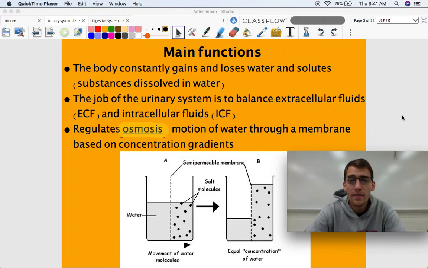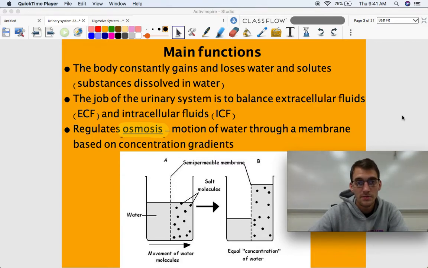So the amount of water and the amount of solutes, which are substances that are dissolved in water, is constantly in flux. And as every other organ system does, it has to maintain certain balances in order to keep you alive, right? And that's what the urinary system does. The job of the urinary system is to balance extracellular fluids, so fluids outside of the cell, and intracellular fluids. We're going to call those the ECF and the ICF, the composition of extracellular fluids and intracellular fluids, outside and inside.